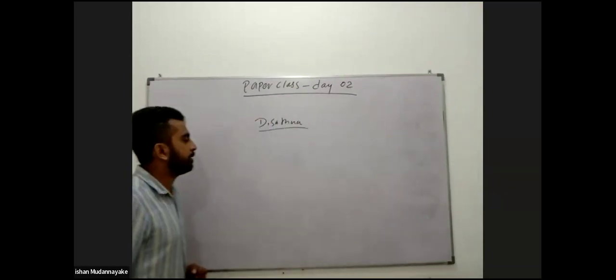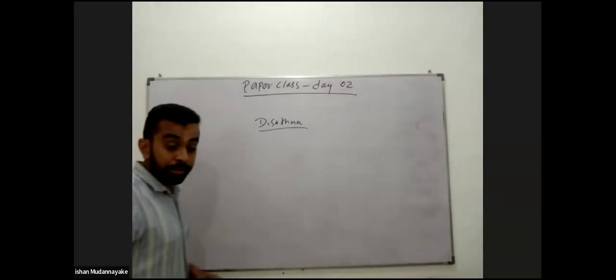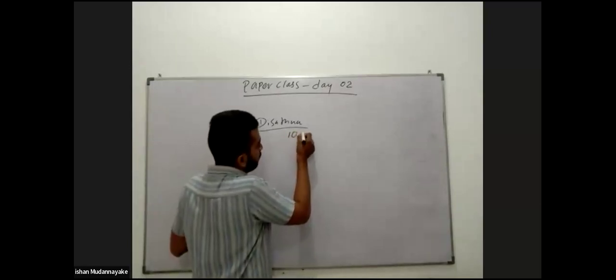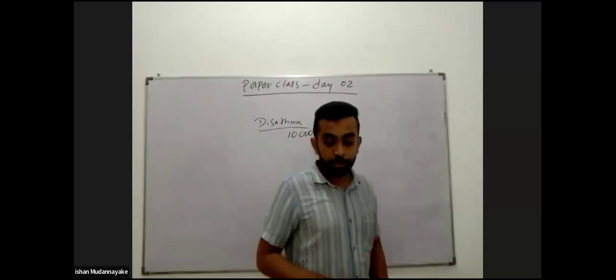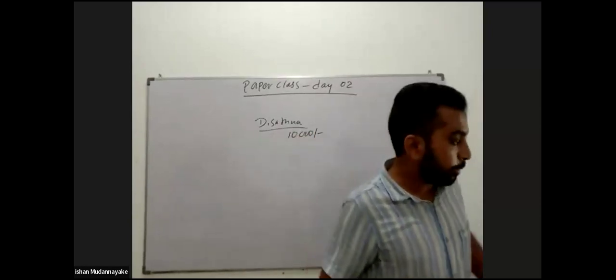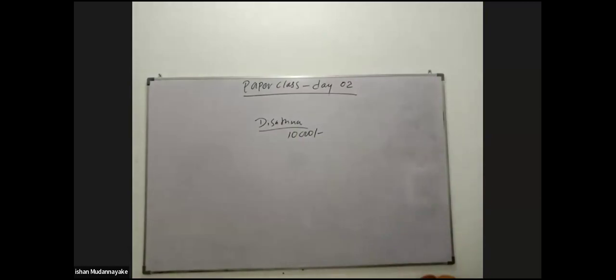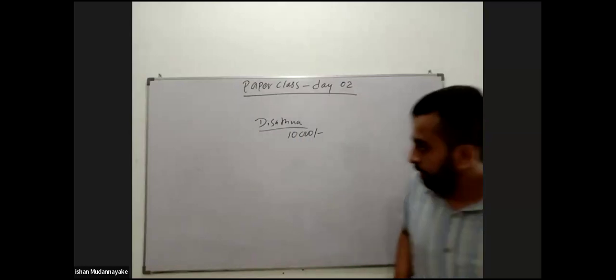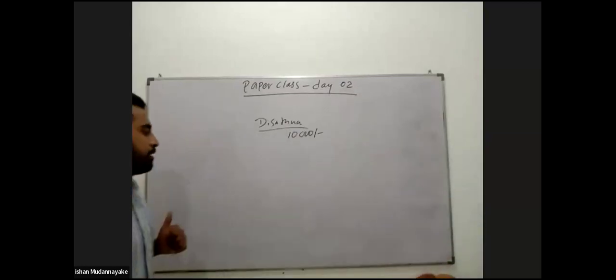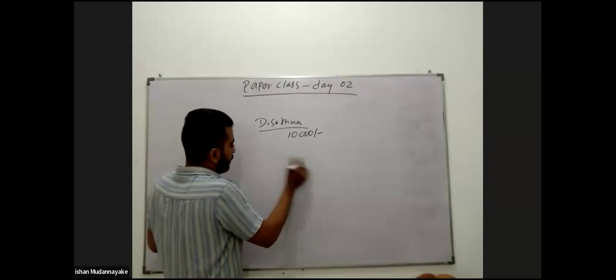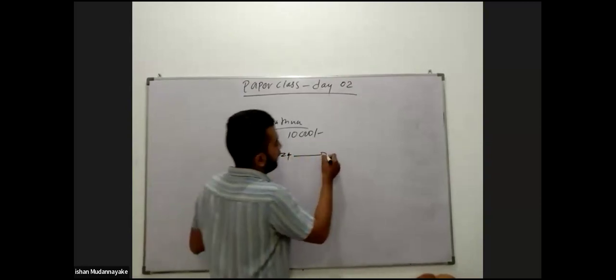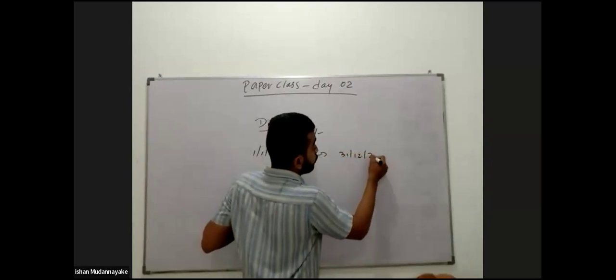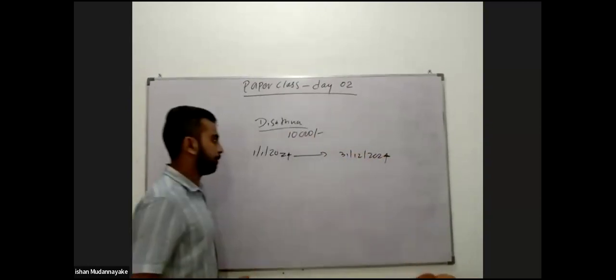Let's say the monthly rent income is 10,000, by renting this property, 10,000 per month. Let's say our financial year starts on 1st January 2020 and the ending date is 31st December 2020.